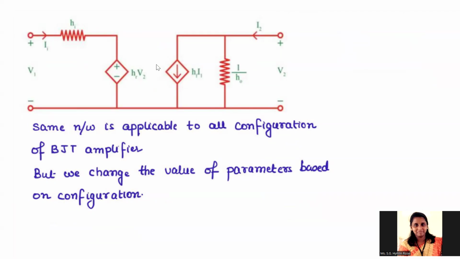The same network is applicable to all configurations of BJT amplifier as we have discussed, but we change the parameter values based on the configuration. How it differs from the hybrid pi model is that the hybrid pi model is also another popular small signal model, but it is used for high frequency analysis, and unlike the H parameter model, it has better accuracy by incorporating the capacitors. So that is the actual difference between the hybrid pi model and the H parameter model.